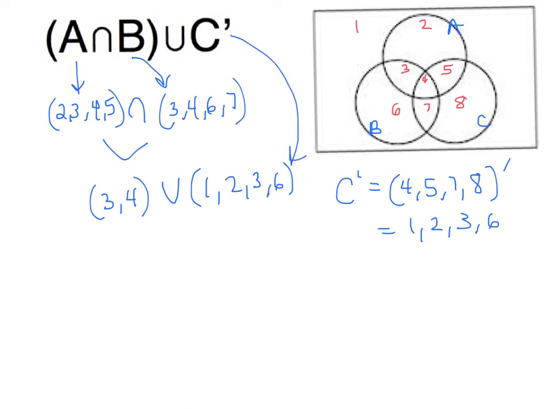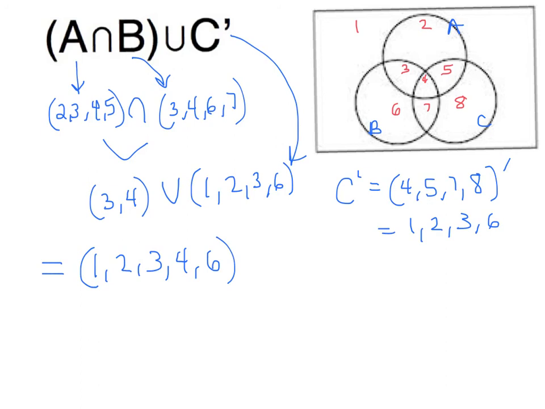So again, we use our knowledge of union. Union is both sets put together. Remember, you do not have to list any repeated elements, so we don't have to list the 3 twice. And so our answer ultimately is the sets 1, 2, 3, 4, and 6, or I should say the regions 1, 2, 3, 4, and 6.